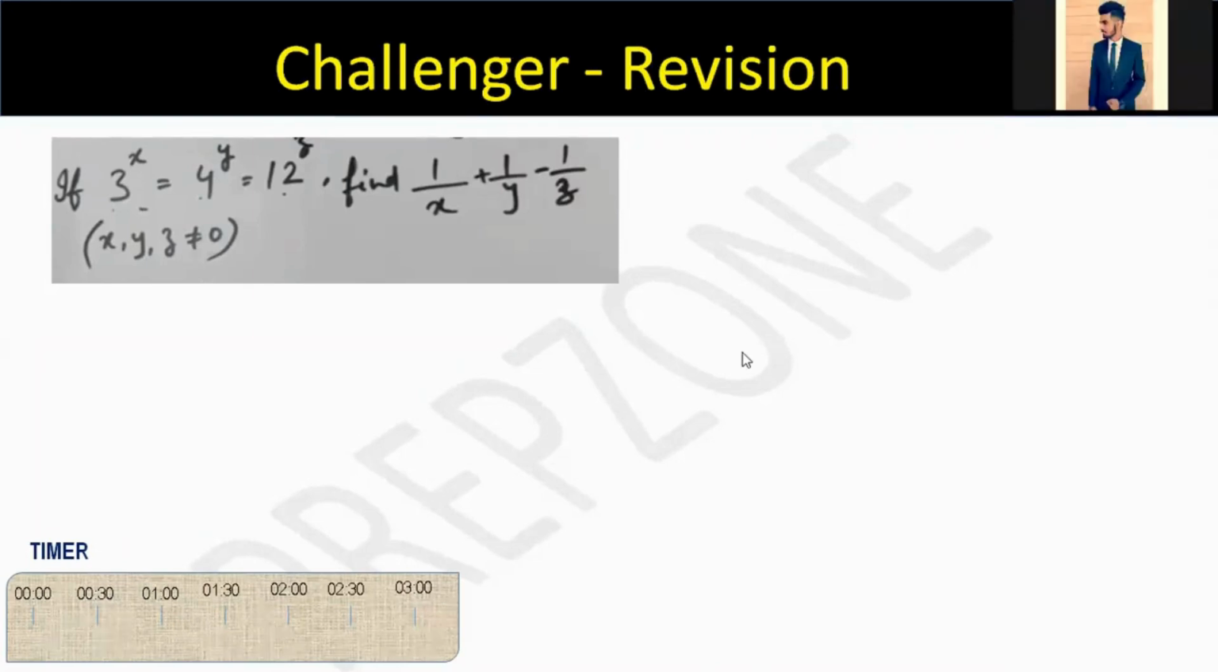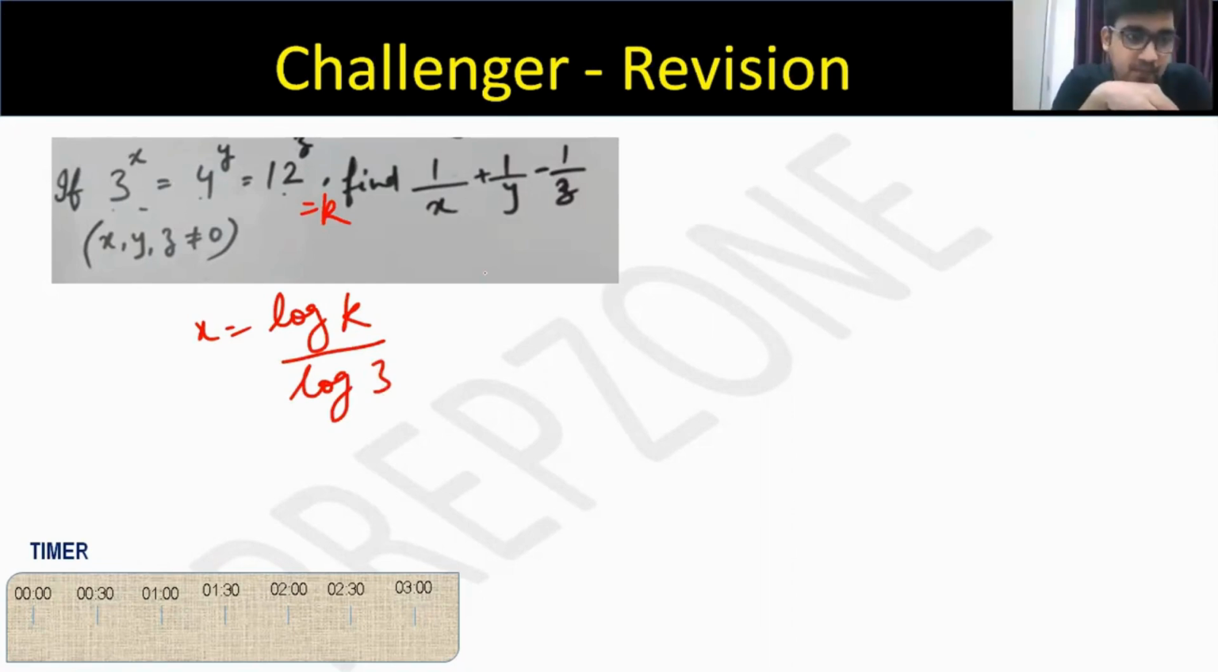Sir, we can assume 3 raised to x is equal to 4 raised to y is equal to 12 raised to z equal to k, and then we can just put it in the logarithm form, and we will get x is equal to log k by log 3, y is equal to log k by log 4. Okay, got it. Good. You were able to solve this in, I think, 20-30 seconds, right? Yes, sir. 20 seconds. Okay, good.